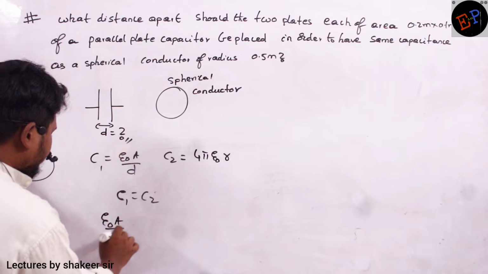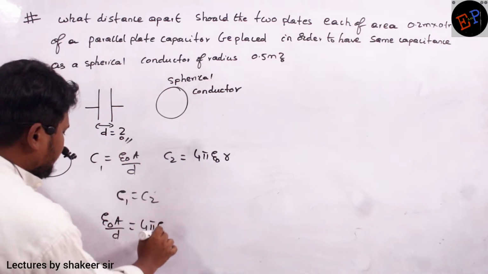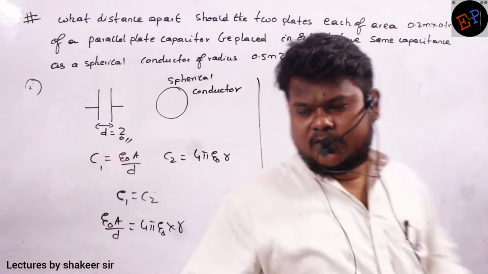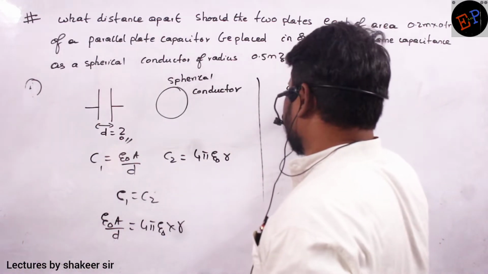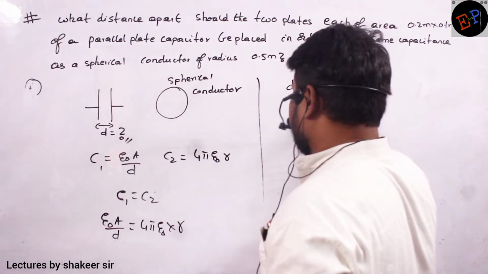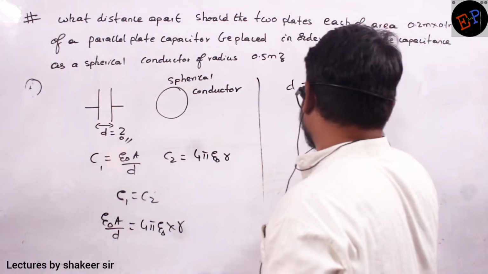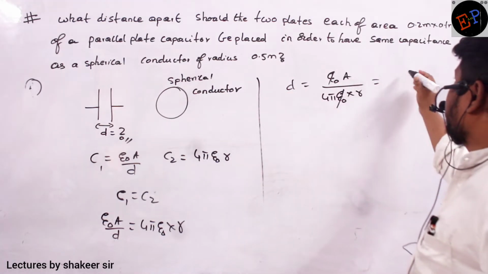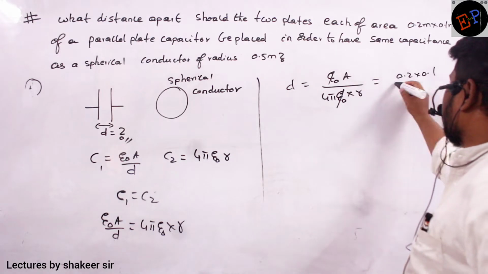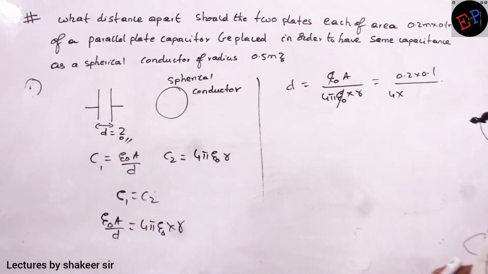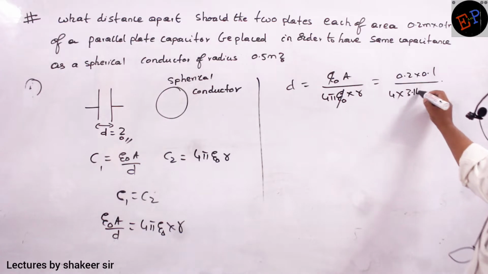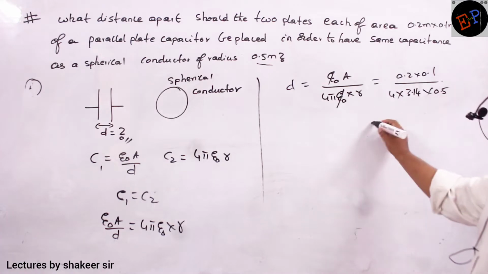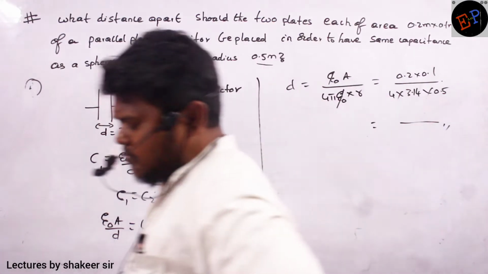So epsilon naught A by d is equal to 4 pi epsilon naught into R. And I want the d value only, no? Clear, no? So therefore d value will be how much? Epsilon naught A divided by 4 pi epsilon naught into R. Okay? So epsilon naught value gets cancelled. Area of the plate is already given: 0.2 into 0.1 divided by 4 into pi value. Pi value is 3.14 multiplied by radius. What is the radius of this conductor? 0.5. So just do this calculation, and you will get the distance between the plates. That's all, no?